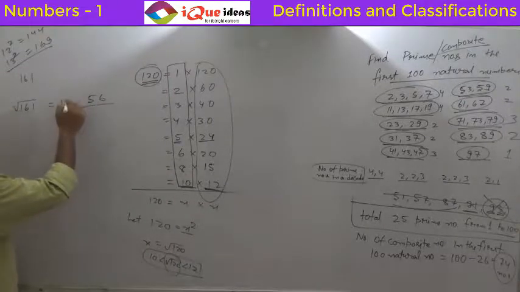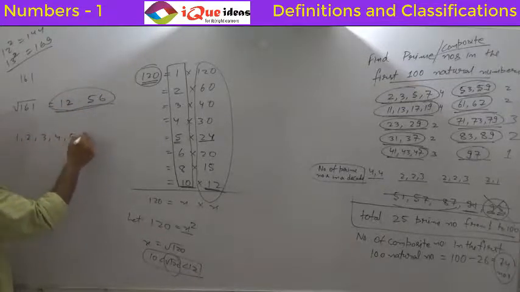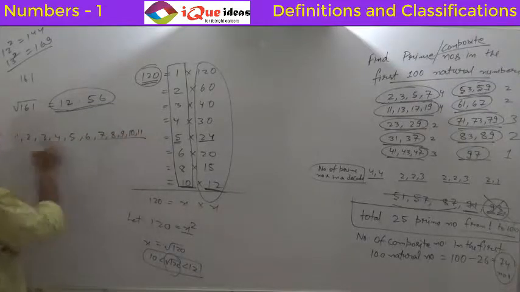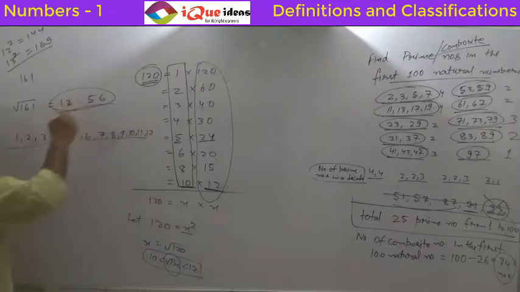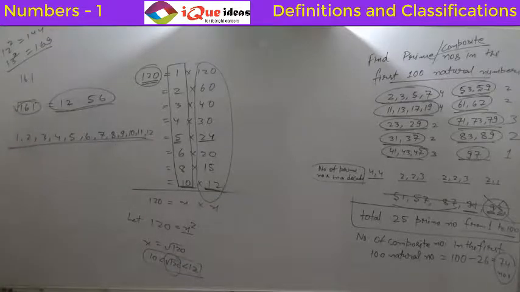Now, less than 12.6, what are the natural numbers? 1, 2, 3, 4, 5, 6, 7, 8, 9, 10, 11. These are the only numbers. In fact, 12 also, because 12 is less than this number. What I'm saying is check whether 161 is divisible by any one of these numbers or not. Right? Now see. 1 you don't need to check. Why? Because 1 definitely is a factor of every number. 2 you need to check, 3 you need to check.